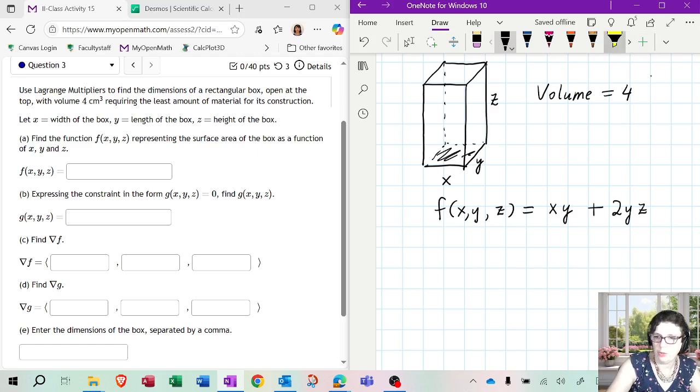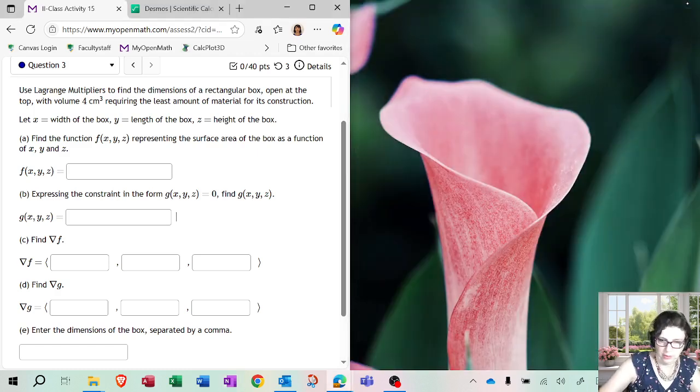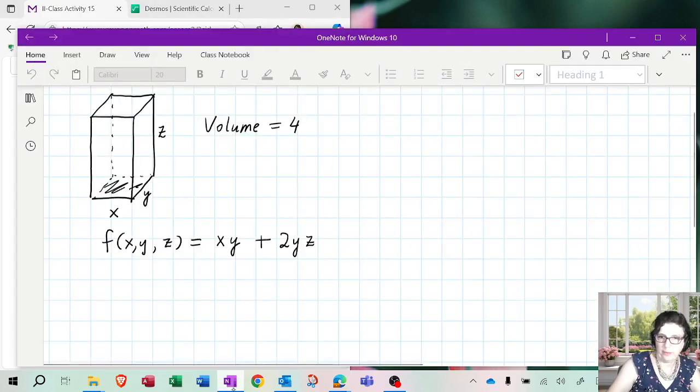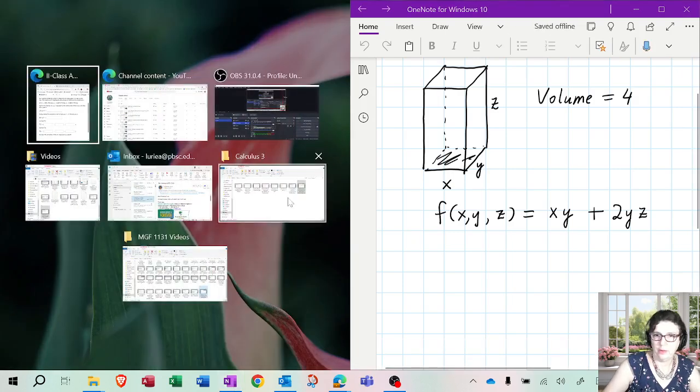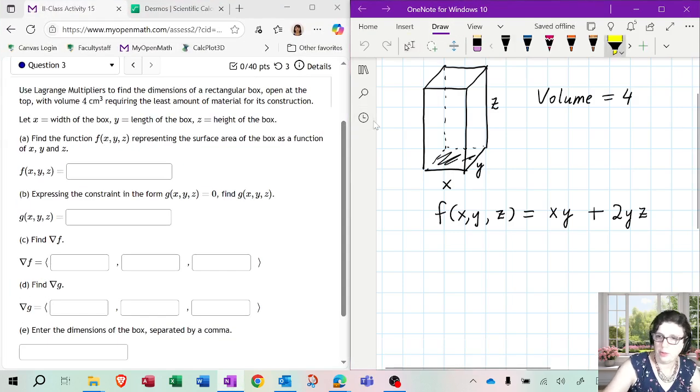Okay, my highlighters are not working. Hold on, let me open them again. And okay, now it's working.